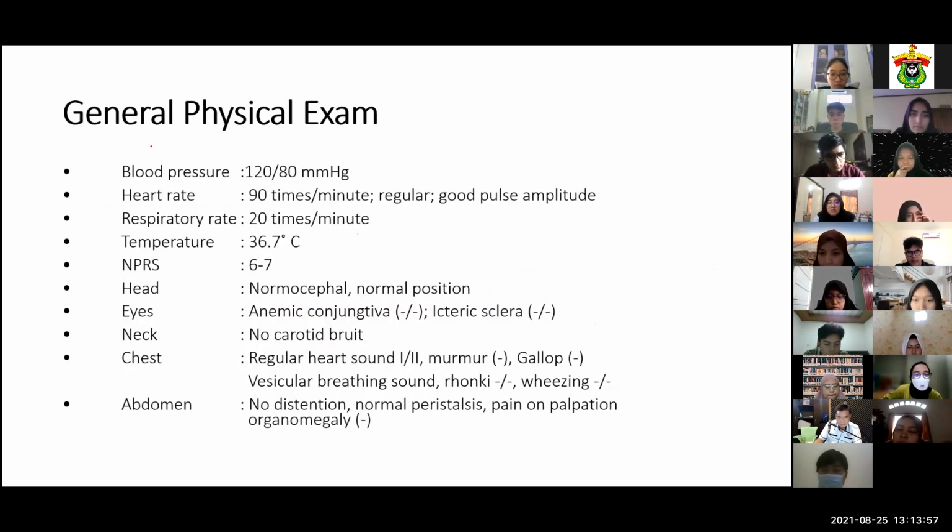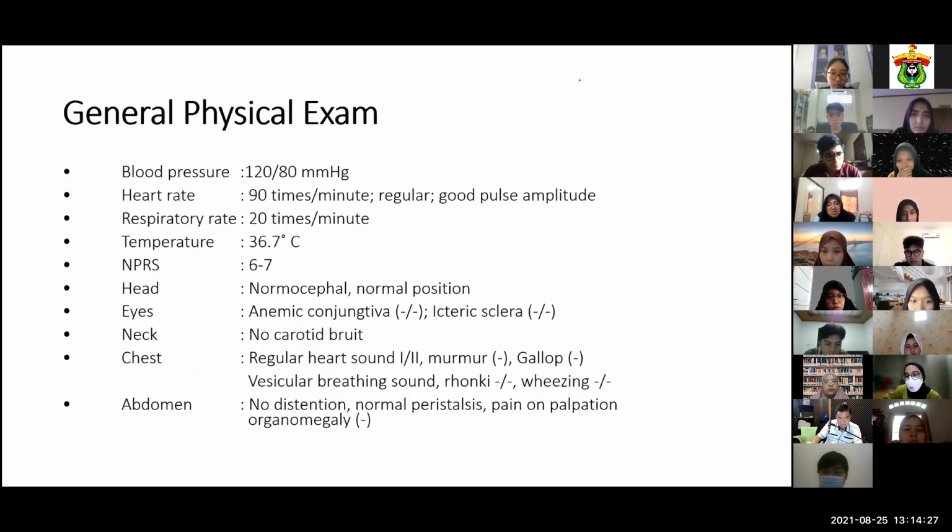Right, so this is the physical exam. As we can see, his blood pressure, his heart rate, his respiratory rate, temperature, NPRS score, which is the pain rating scale, and the head are all normal. So we don't see any signs of trauma on the head at the moment. And his eyes show no abnormalities, no abnormalities in the neck, chest, and abdomen. So in general, what can we conclude from the physical exam?